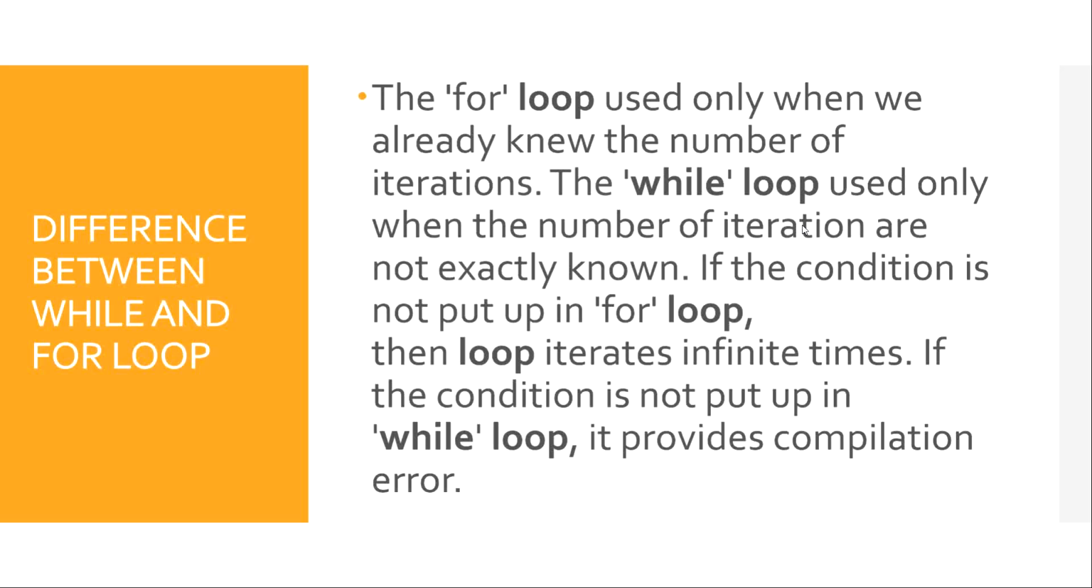If we don't mention any condition in the for loop, it is going to print infinite times. It will not stop. But if you don't mention any condition in the while loop, it is going to throw an error. So that is the basic difference between while loop and for loop. Now we will look at some examples of while loop on our Eclipse IDE.